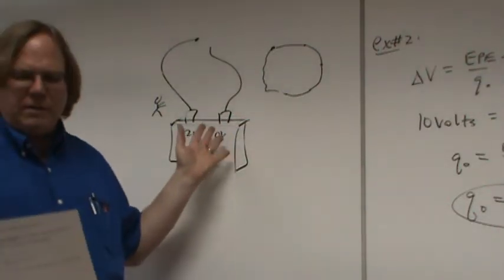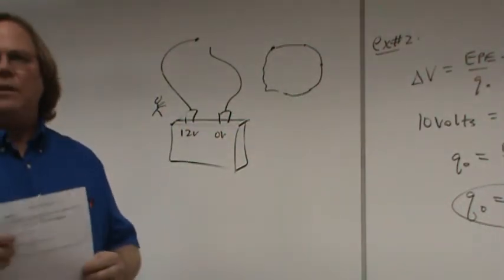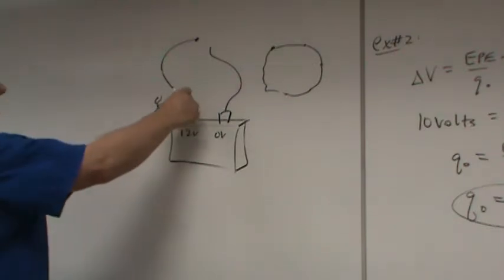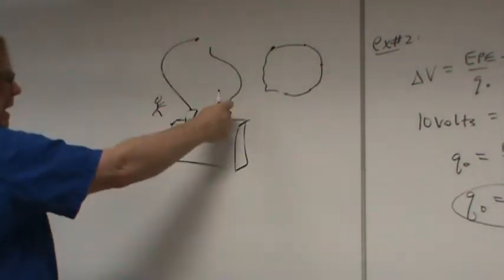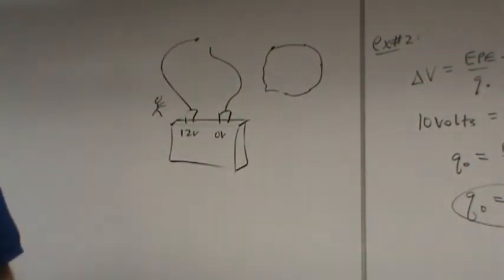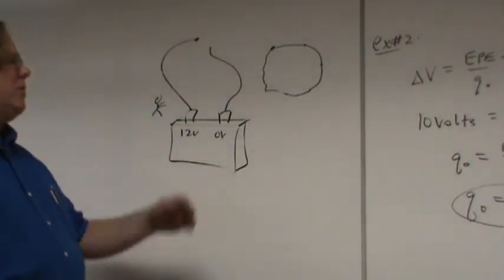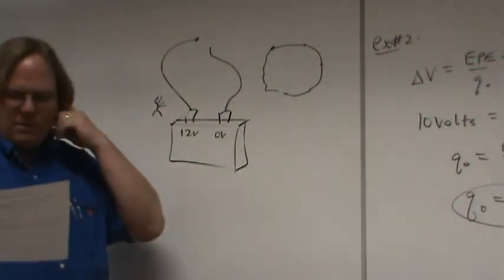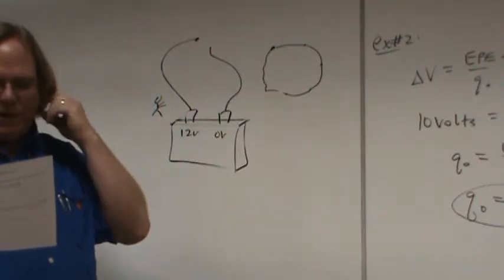Well, current can only flow in a circuit. Your current has to have the ability to start and end in the same place. You see what I mean? So you can't have current if you don't have a circuit. Okay, let's go ahead and do example number 1.